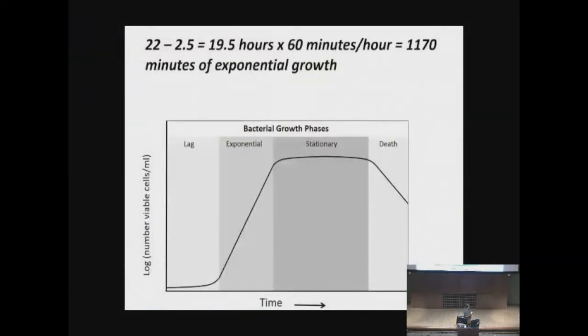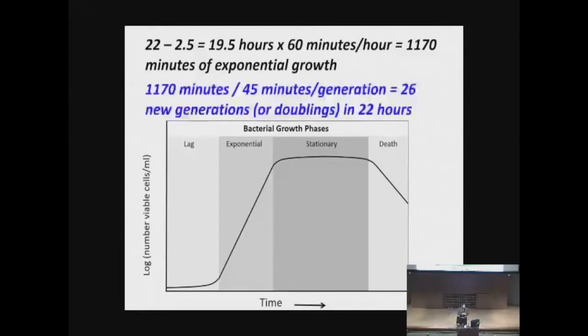So the first step is that you are going to remove that 2.5 hours, because that's the lag phase. There is no exponential growth in that time. There is no doubling, no reproduction. And then, since every 45 minutes there's a new generation, you just need to divide the time period by 45 and figure out that you will have 26 new generations in 22 hours. So most of you did answer this correctly.